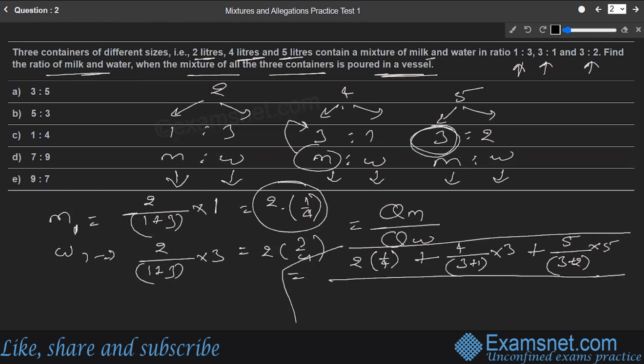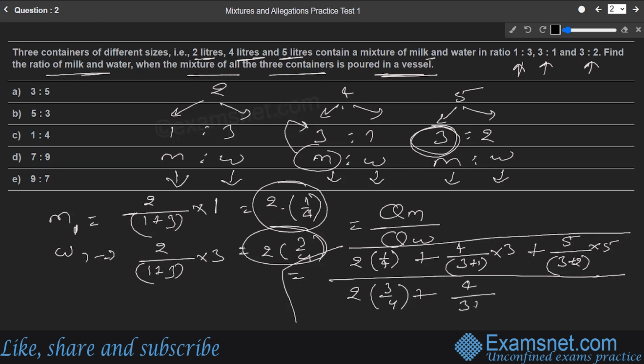So this will be the numerator, the total quantity of milk in the mixed solution. Let us find out the total quantity of water. Water content in the first part we already calculated, that is 2 into 3 by 4. So we can just copy that from there, plus water content in the second solution. Second solution has got 4 as the total quantity.